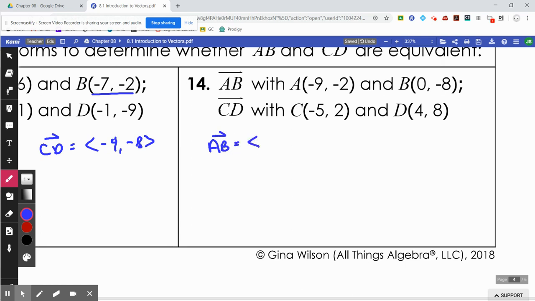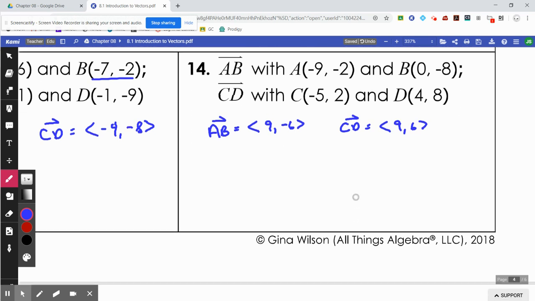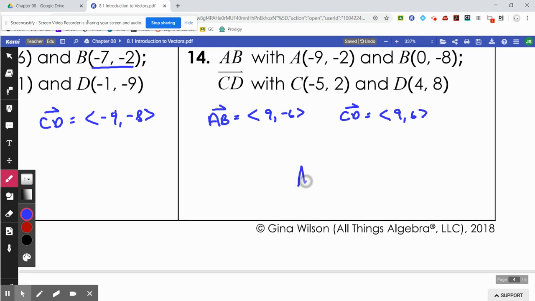Number 14, let's start with vector AB. X minus x, 0 minus -9 gives you a value of 9. -8 minus -2 is -8 plus 2, which gives you a value of -6. Vector CD. X minus x, 4 minus -5 gives me a value of 9. 8 minus 2 gives you a value of 6. So (9, -6) and (9, 6) are not equivalent vectors. Now, if you were to test, the magnitudes would be the same. However, the directions are going to be different. So therefore, no, these two vectors are not equivalent.